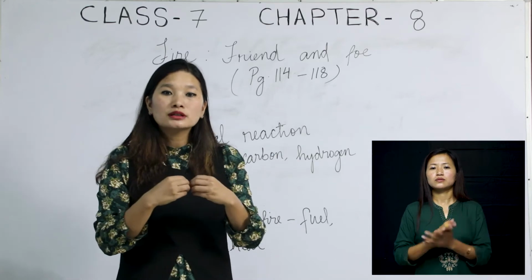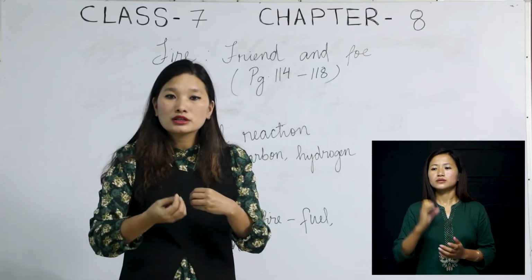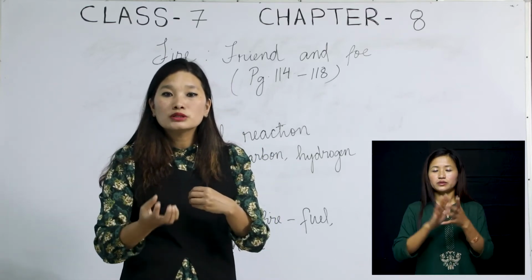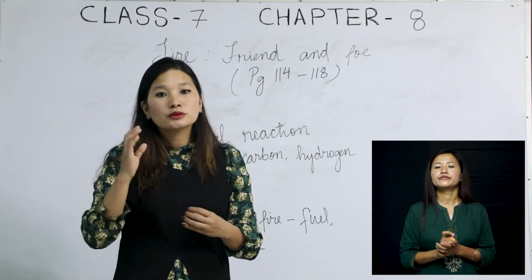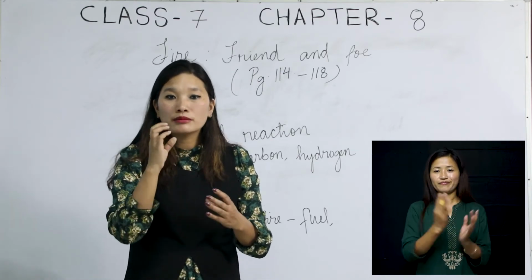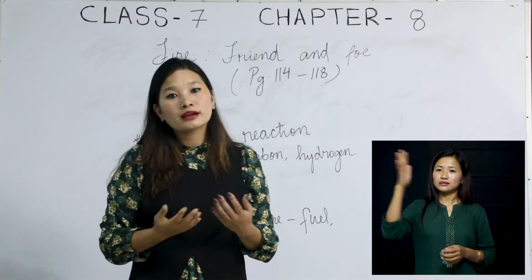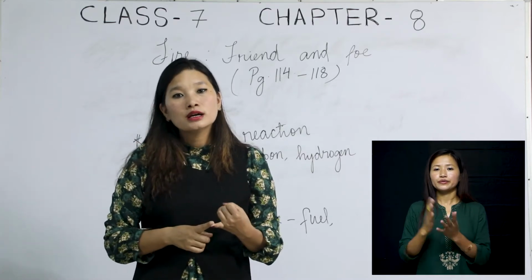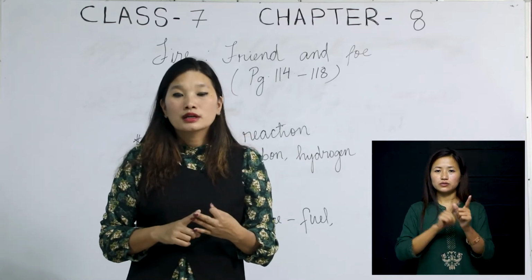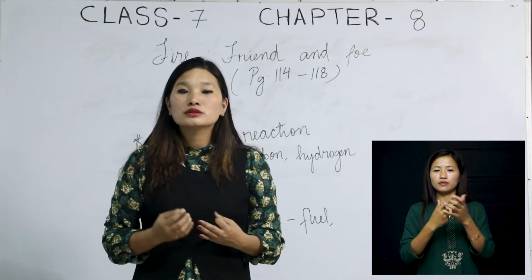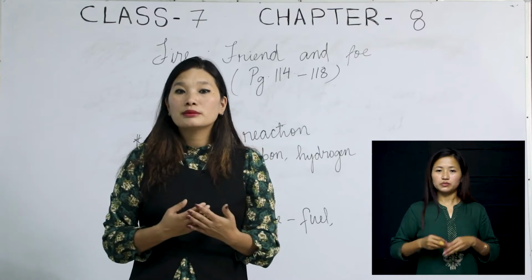When they come together, a chemical reaction is produced from which we get fire. So you have to know the main components needed to make fire. I repeat, oxygen, hydrogen, and carbon. These are the things that are required to produce fire, and it is a chemical reaction.